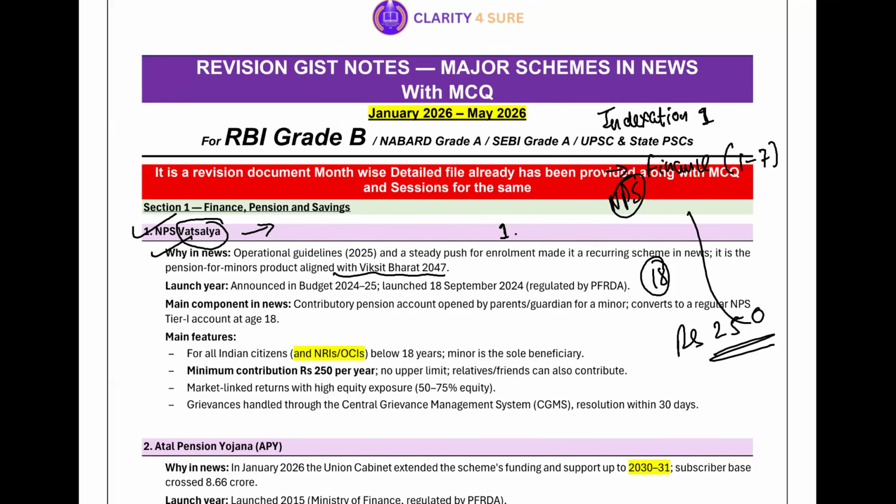ये बाकी अपने से खुद से रीड कर लेना. This is only important for your RBI as a gist that I am going to provide for your RBI Grade B examination. Is it clear बेटा? So exam keyword के लिए आपको कैसे याद रखना है? अगर आप NPS वात्सल्य hear somewhere, you will only remember it is a pension for minors. Memory trick लिख लो, child pension account. Okay. So NPS वात्सल्य is clear to everyone.